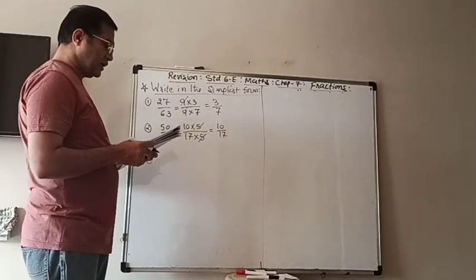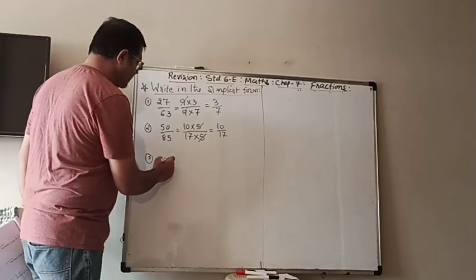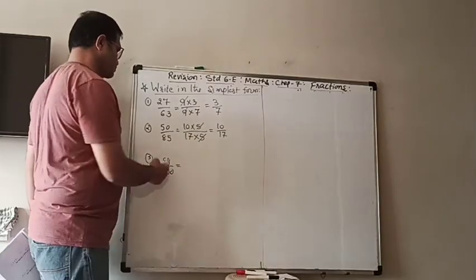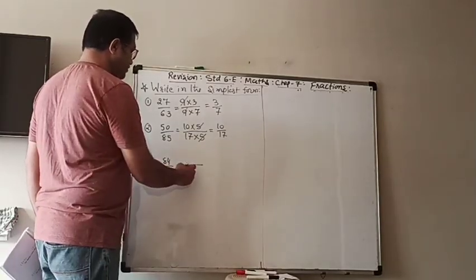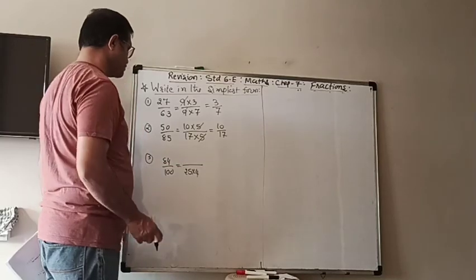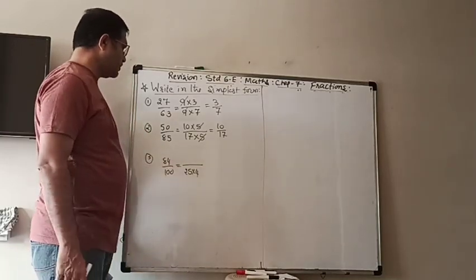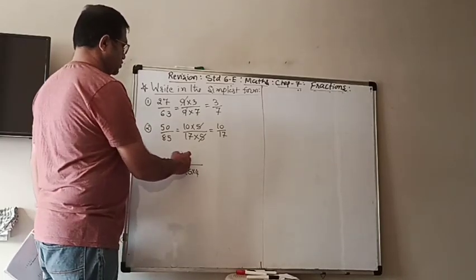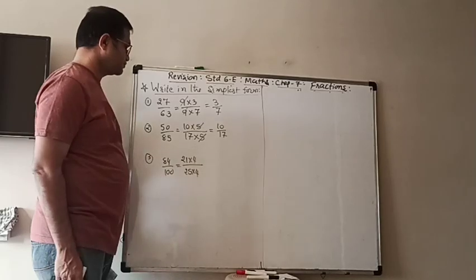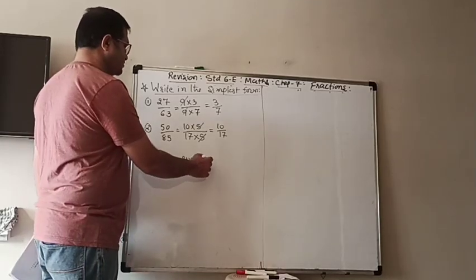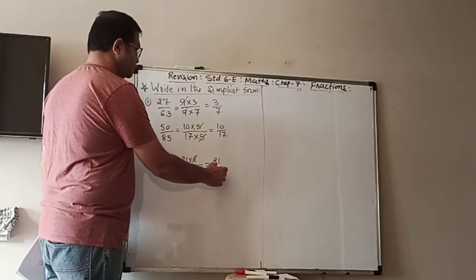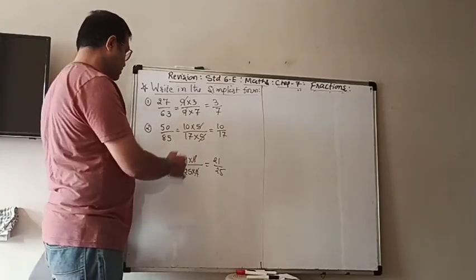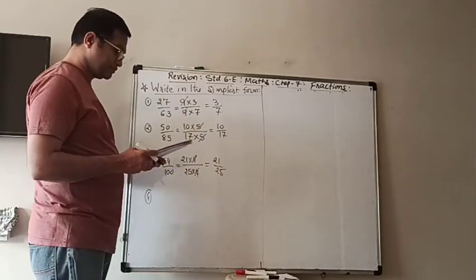Third one. 84 upon 100. Now 84 and 100. 100, we know that 25 4s are 100. So check if 84 also has 4 as a factor, then we can cancel. 21 4s are 84. So 4 is cancelled. 21 upon 25. Now 21 is 7 3s, 25 is 5 5s. No common factors. Therefore, that will be the final answer.